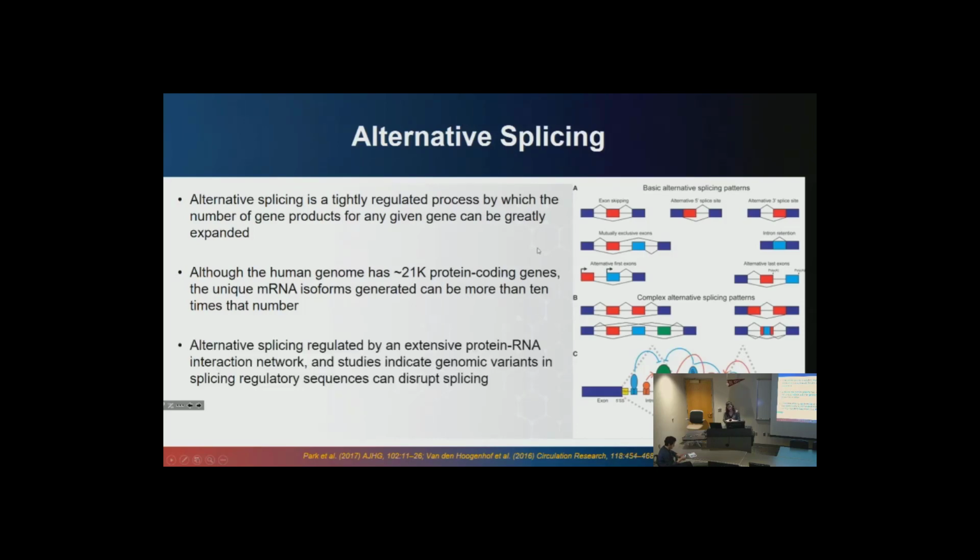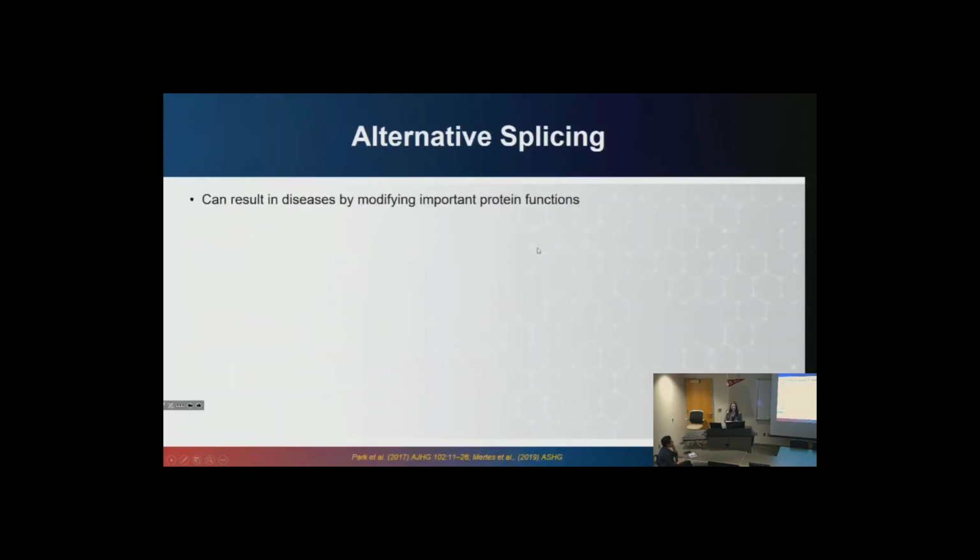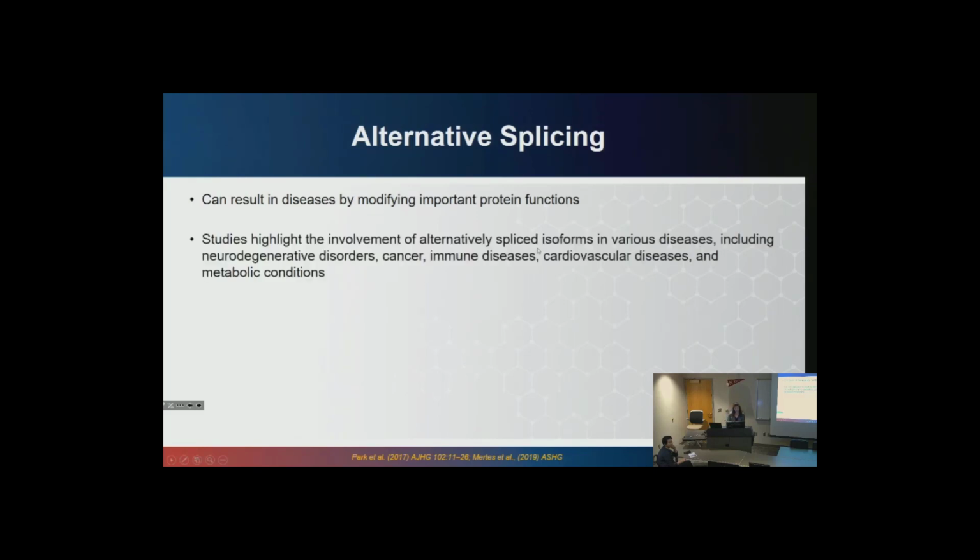Alternative splicing, again, is a natural process regulated by an extensive protein-RNA interaction network. But studies indicate genomic variants in splicing regulatory sequences can disrupt splicing and cause aberrant splicing patterns, and can result in diseases by modifying important protein functions. One of our important pharmacogenes that is present on the chip is an example of that. CYP3A5*3. CYP3A5*3 is a genomic variant that causes a splice variant. Good to know.